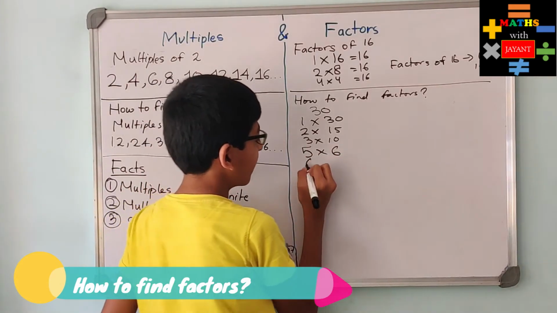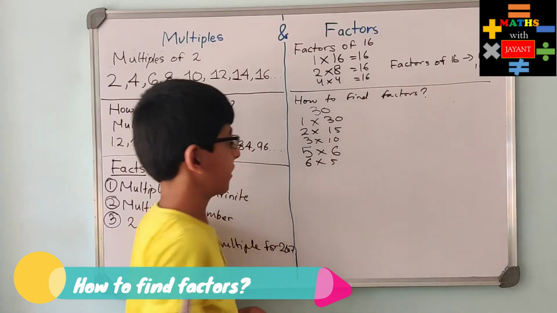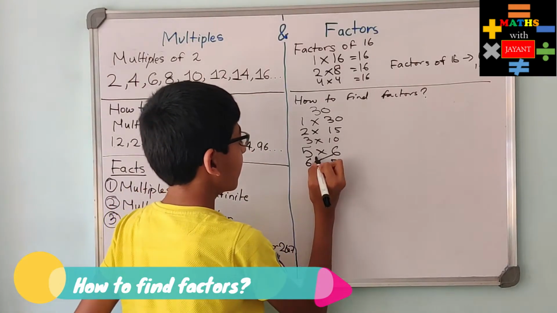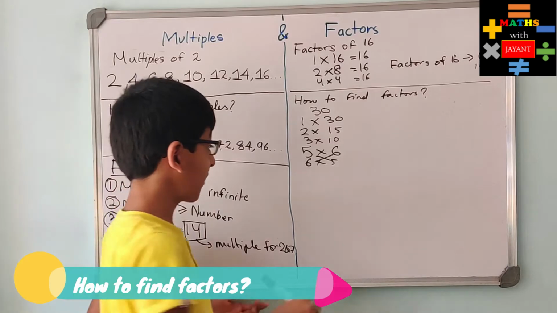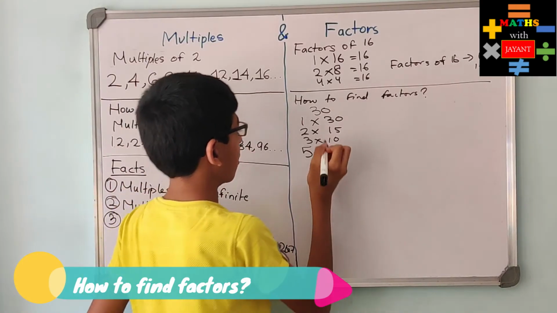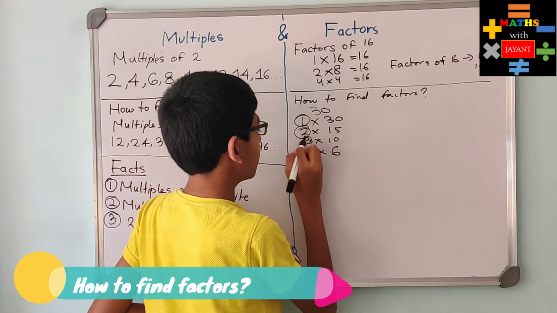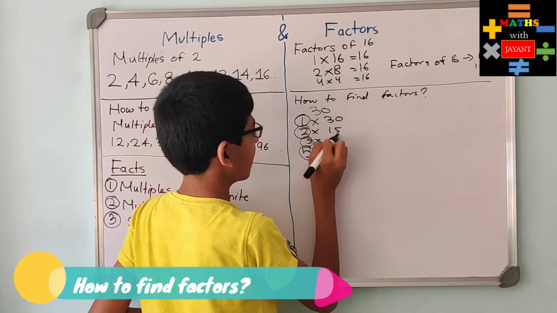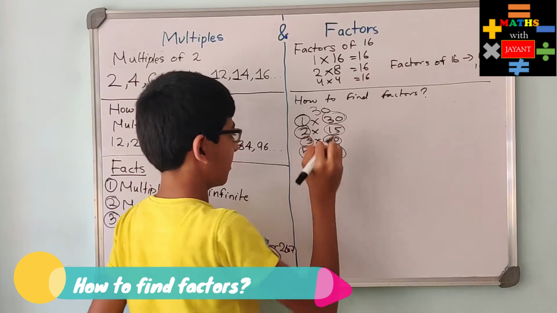Now after this comes 6 into 5. But here it just feels like we have interchanged the places. So you don't need to write this, and at this point you can stop. So the factors are going to be 1, 2, 3, 5, 6, 10, 15 and 30.